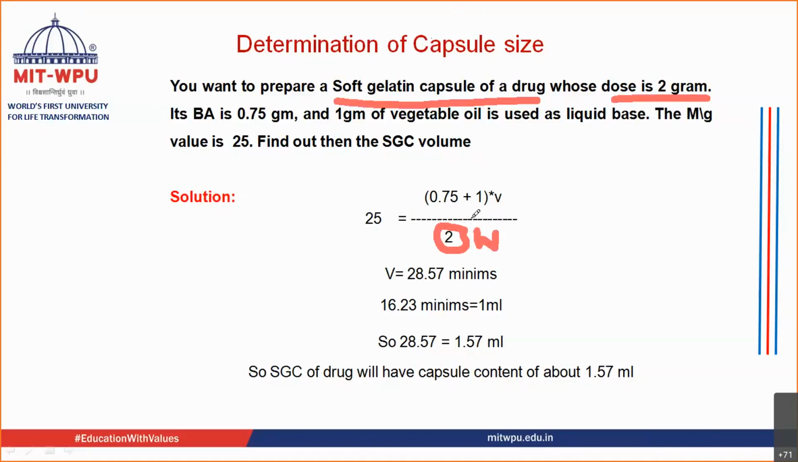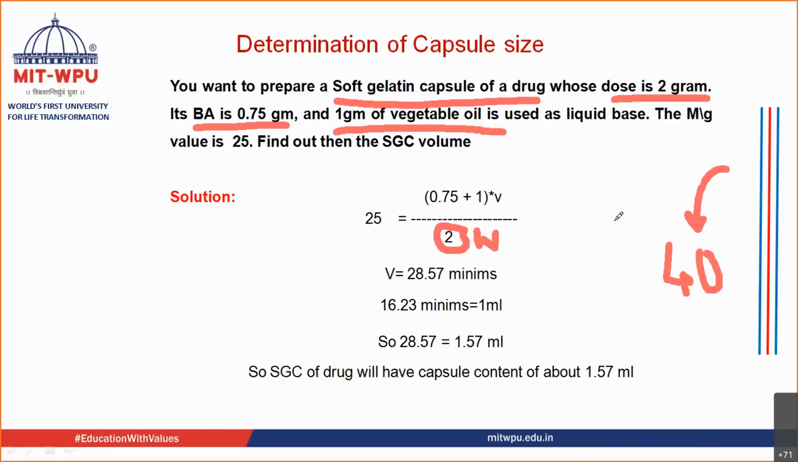which you have to convert into a suspension. Clear till here? Its base adsorption is 0.75 gram. It's 40 grams. In this 40 grams, we have added some liquid. The liquid that was added was vegetable oil, right? So vegetable oil was added. So for 40 grams, how much must be required? If the base adsorption is 0.75, I don't know how much would be required.